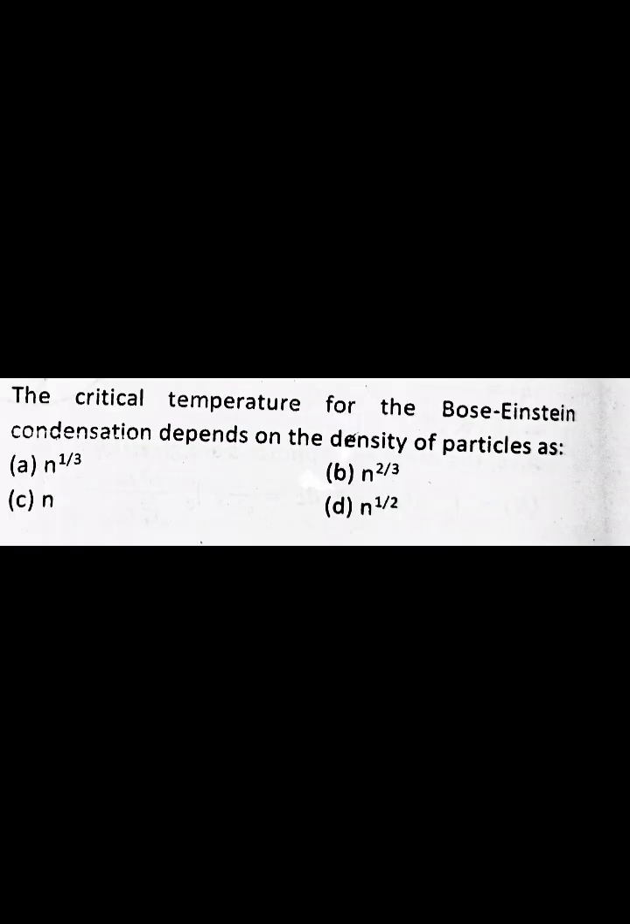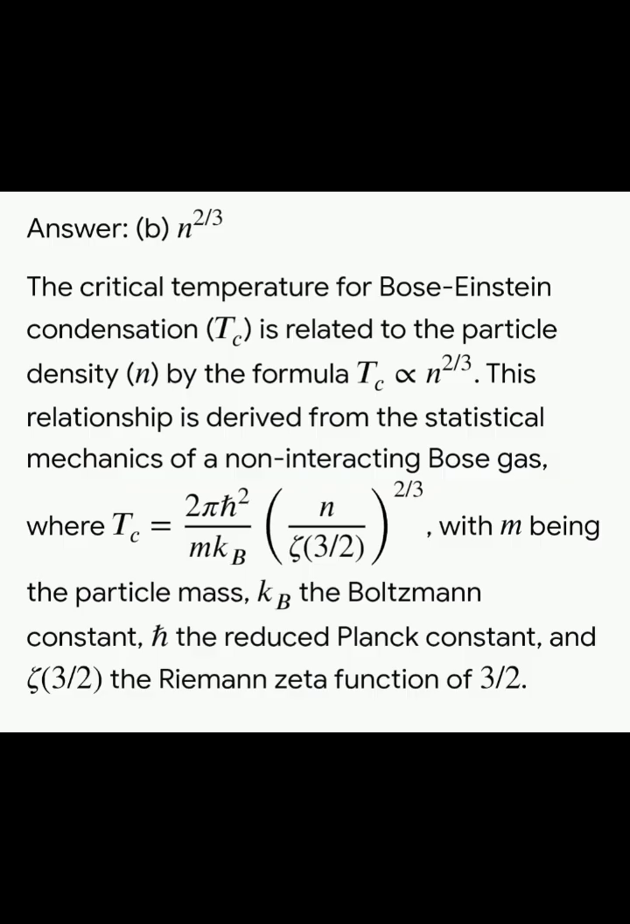The next question is, the critical temperature for the Bose-Einstein condensation depends on the density of particles as. Here we know that the critical temperature for the Bose-Einstein condensation is Tc equal to 2 pi h-bar squared divided by m kB, into (n divided by the Riemann zeta function of 3/2) the whole raised to 2/3. That means Tc is proportional to n raised to 2/3, where n is the number density. So we can say here the answer is n raised to 2/3.